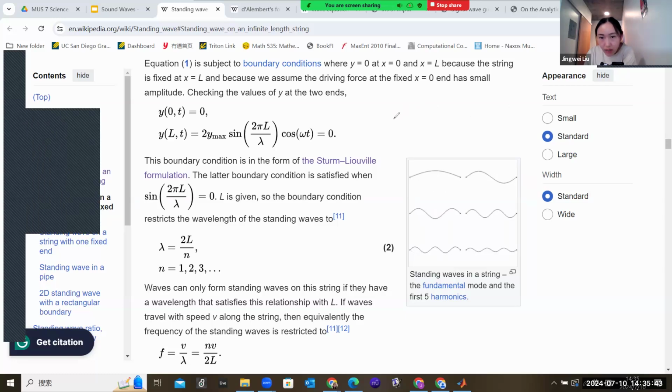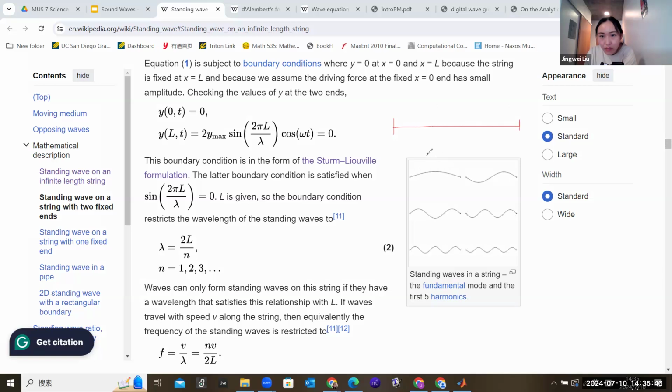So let's see. This is the string, right? This is a fixed length string, the string of length L. This is 0, this is L. And these two nodes are the fixed points, which means they are the nodes. Therefore, the only waves this can form are like this, or this, or this. Because they are restricted by the boundary conditions, these are the only waveforms that can be formulated over the string.